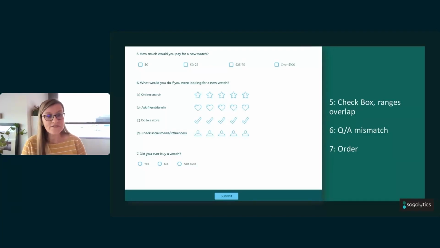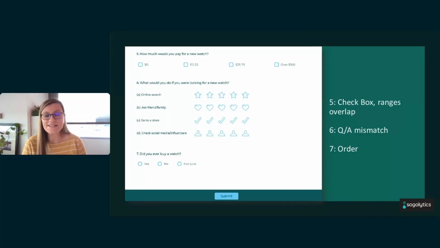Number 6, definitely weird, very beautiful, let's just say, very beautiful symbol rating scale type options here. But there's not a relationship between the question and the answer. So it might be, how likely are you to use each of those? Perhaps 5 is most likely, which would need some clarification. But there's a mismatch. What would you do if you were looking for a new watch? Here it could be a ranking question, or it could be a rating question of how likely you are to be looking through each of these methods.